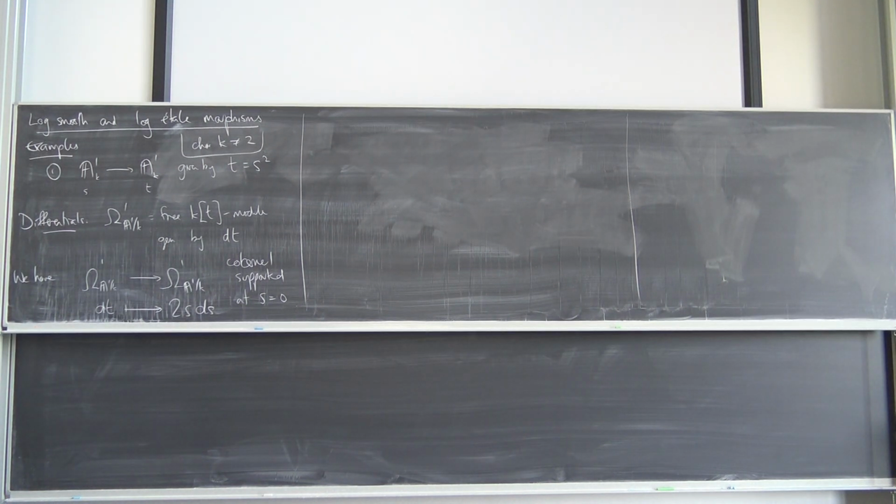So this map is actually etale outside that point, and so if this were an isomorphism, then this map would be etale, but it's not because at this point there's some cokernel. Right.